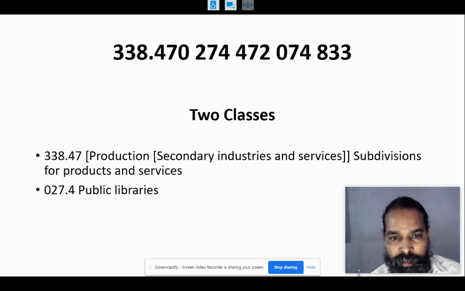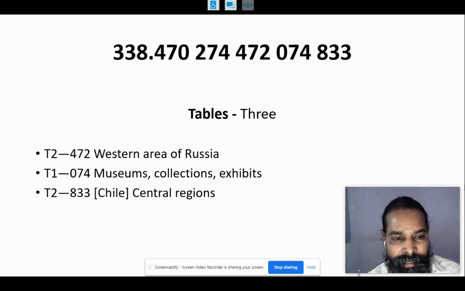Now we will see how this is arrived at. There are two classes. One is 338.47, that is production, subdivisions for products and services. Then again we have a class number, that is 027.4, that represents public libraries. And again we have three tables in this. One is table 2, that is 472, representing western area of Russia. And again we have table 1, 07, that represents museums, collections, exhibits, and the like. And we have table 2, 833, that represents central regions. You will not find Chile directly, you will find central regions of a particular area.